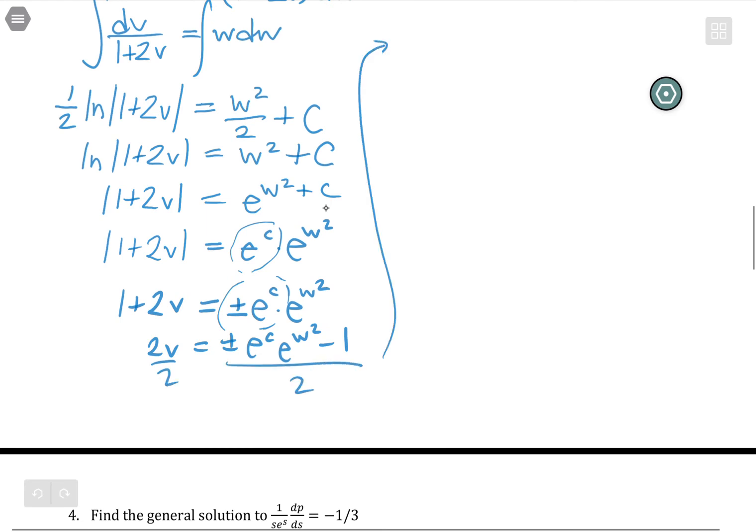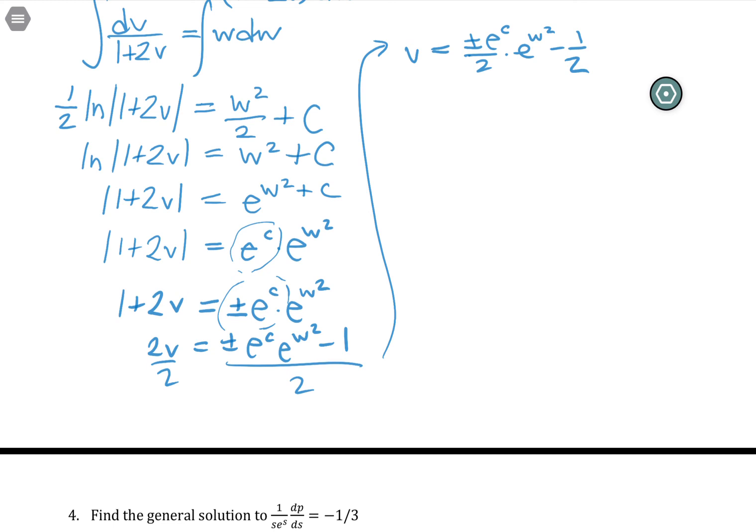And I'm going to say I have v equals plus or minus e to the c over 2 times e to the w squared minus 1 over 2. So I am splitting up that fraction. Not the end of the world if you don't, but I'm going to. And now I'm going to go ahead and say all this mess right here, I'll just rename it all at once instead of renaming and renaming and renaming. I'm going to call that, what did we do? K. I kind of like the K.